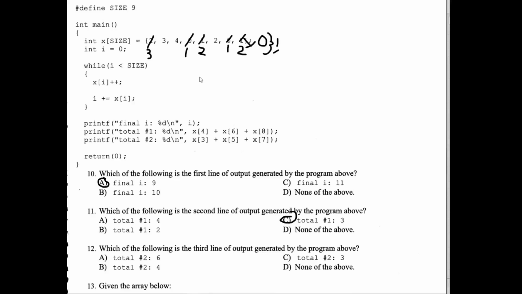And so the value at index 3 is a 1, plus the value at index 5 is 2, plus the value at index 7, which is 2, which brings us to a total of 5. So the answer to 12 would be 5. Unfortunately, 5 is not an option, so we have to choose D, none of the above, as the answer to that question.